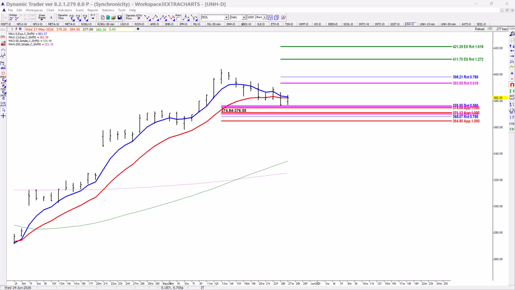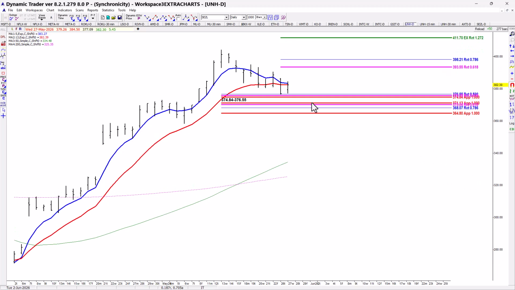In today's video, we're going to look at a setup in UNH. This is the daily chart, and we have actually three support clusters right in front of us. The one that we're on top of right now comes in at 374.84 to 376.55. It includes a 100% projection, a 618 retracement, and then also a 50% retracement.